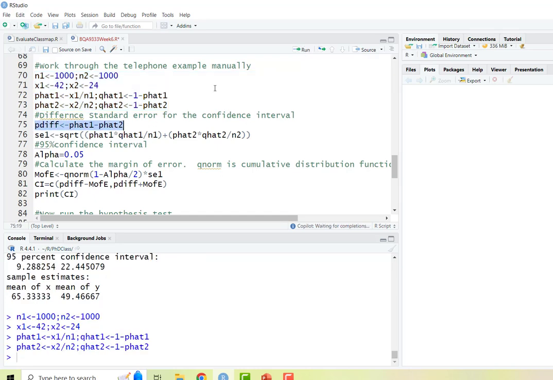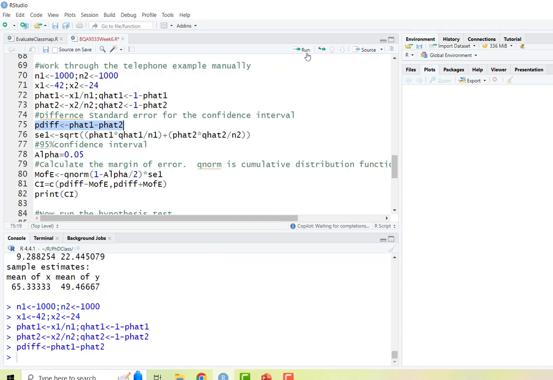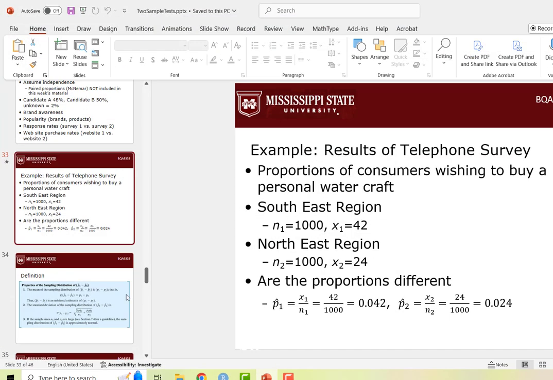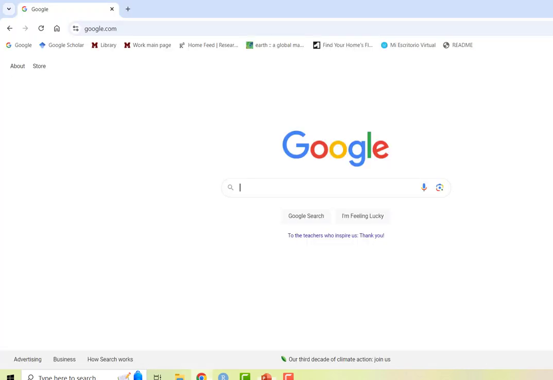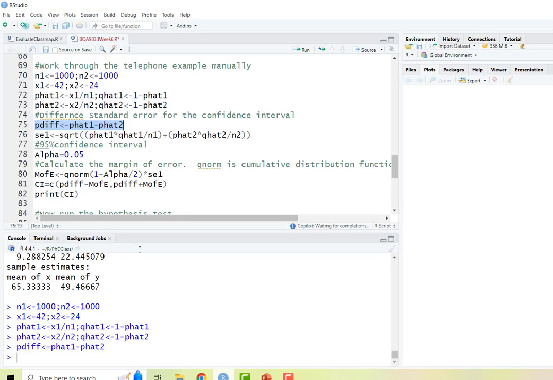We find the difference between these. We find the standard error, which was the square root of p hat 1 times q hat 1 over N1 plus p hat 2 times q hat 2 all over N2. So just these calculations here, and we calculate the standard error and the alpha.